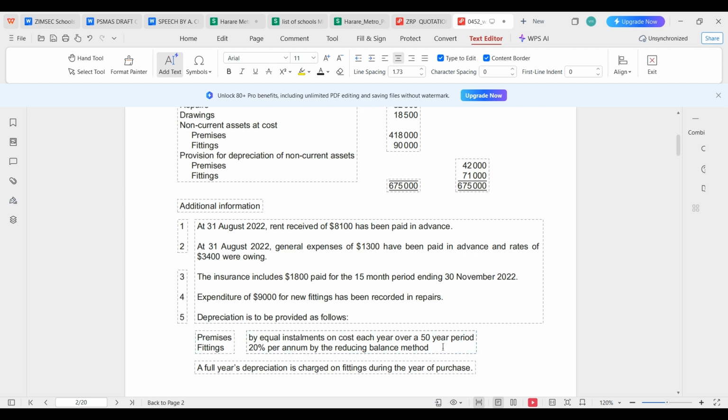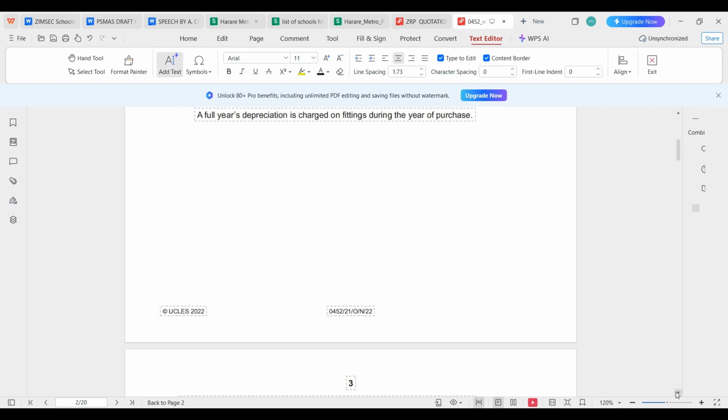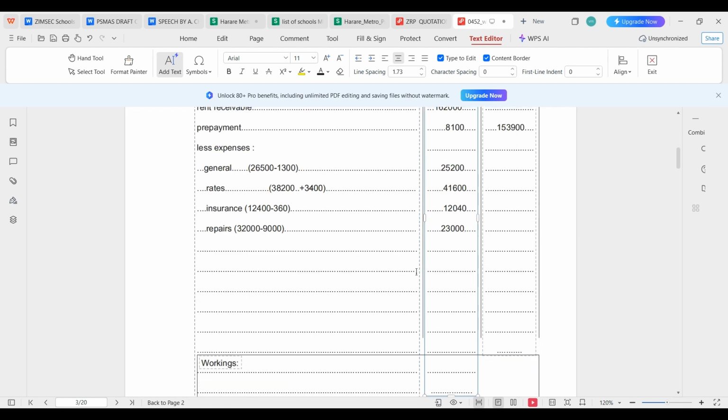So this one is the reducing balance method. So what do we do here for the fittings? For the premises, premises are 418,000, and they are being depreciated using the straight line method, right, for a 50-year period. So what we simply do is we come down here and then we write our depreciation on non-current assets. It's an expense.